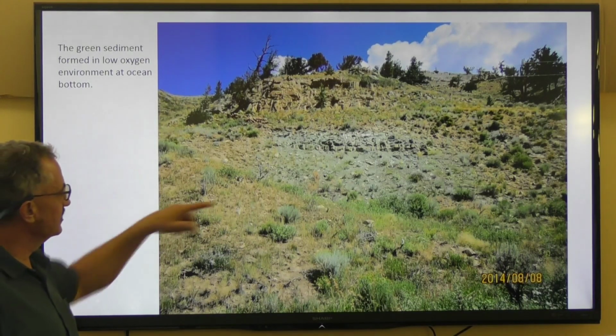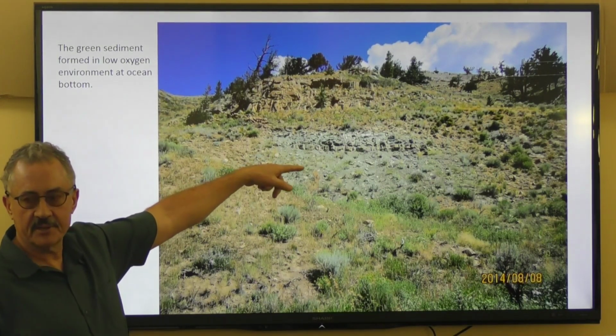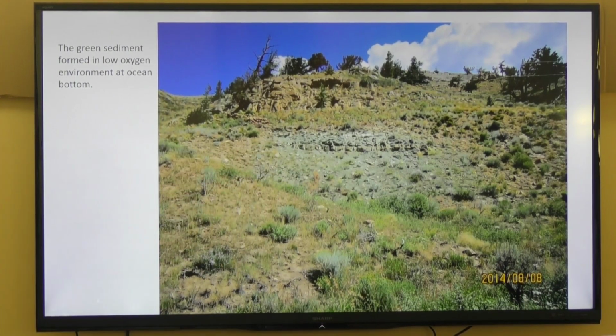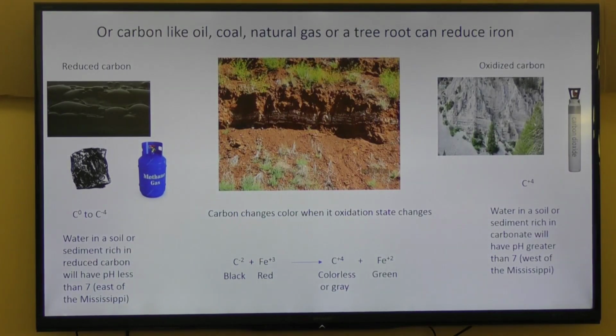This is the Sundance Sea, Jurassic period, and this is green. It's green iron. It formed in a low oxygen environment at the bottom of the water. So it was probably never red. So the question is, if you see green rocks, was it red rocks that turned green, or was it always green? Or I guess you could ask if you see red ones, what's the history? It's not always easy.